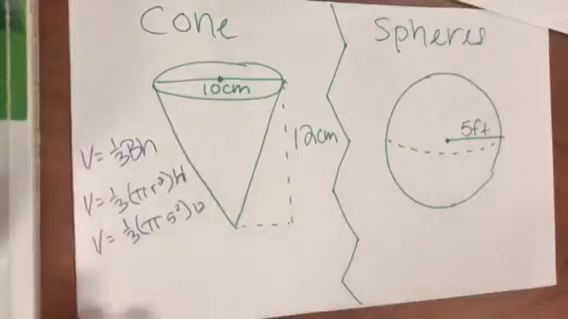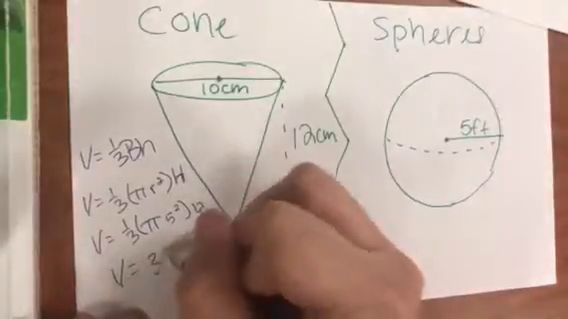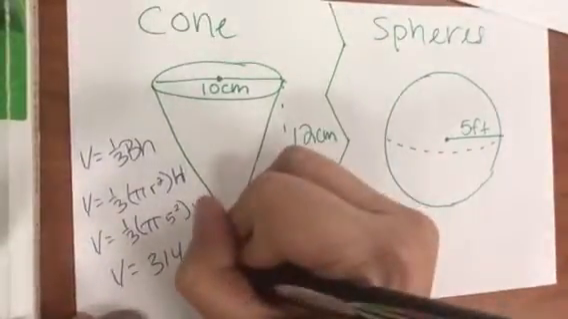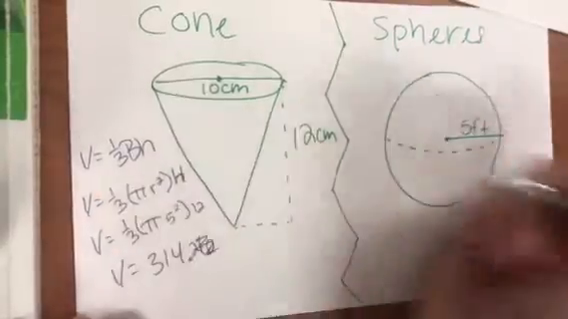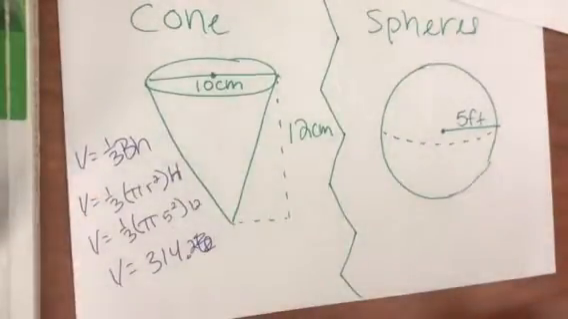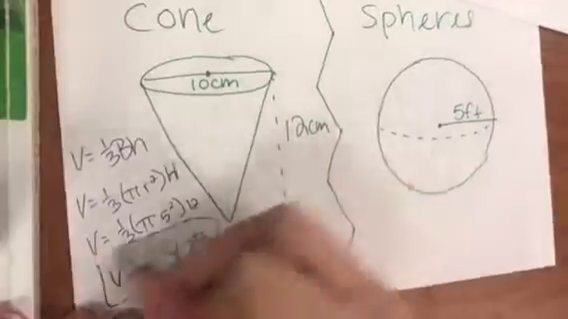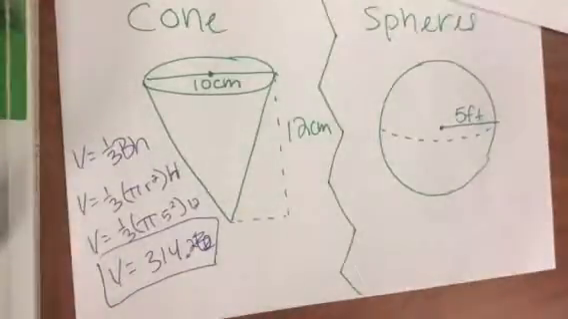You want to plug that into the calculator and see what we get? The whole thing just like that. 1 divided by 3, or 1/3, and then times pi times 5 raised to the second power, times 12. My answer is 314.2. Very cool.